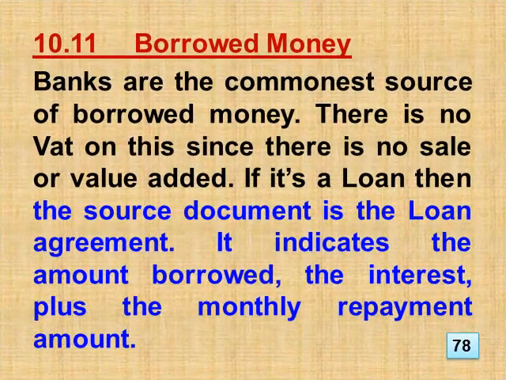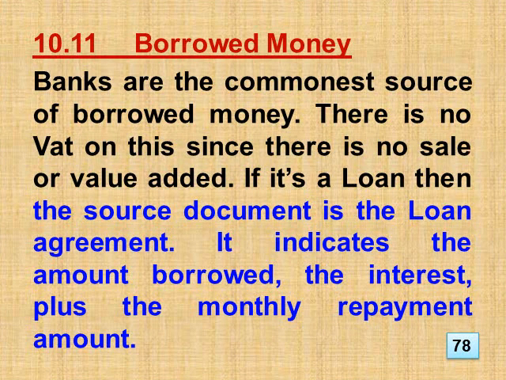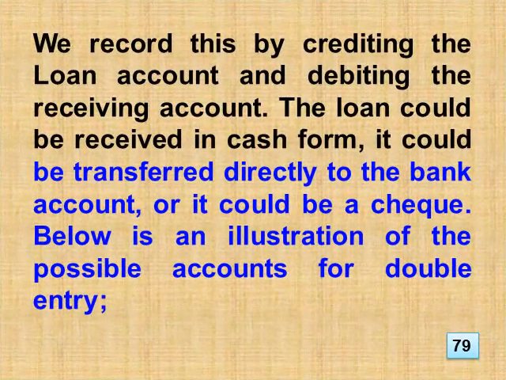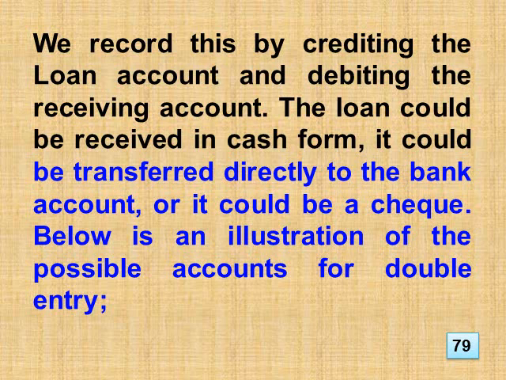Section 10.11. Borrowed money. Banks are the commonest source of borrowed money. There is no VAT on this since there is no sale or value added. If it's a loan, then the source document is the loan agreement. It indicates the amount borrowed, the interest, plus the monthly repayment amount. We record this by crediting the loan account and debiting the receiving account.